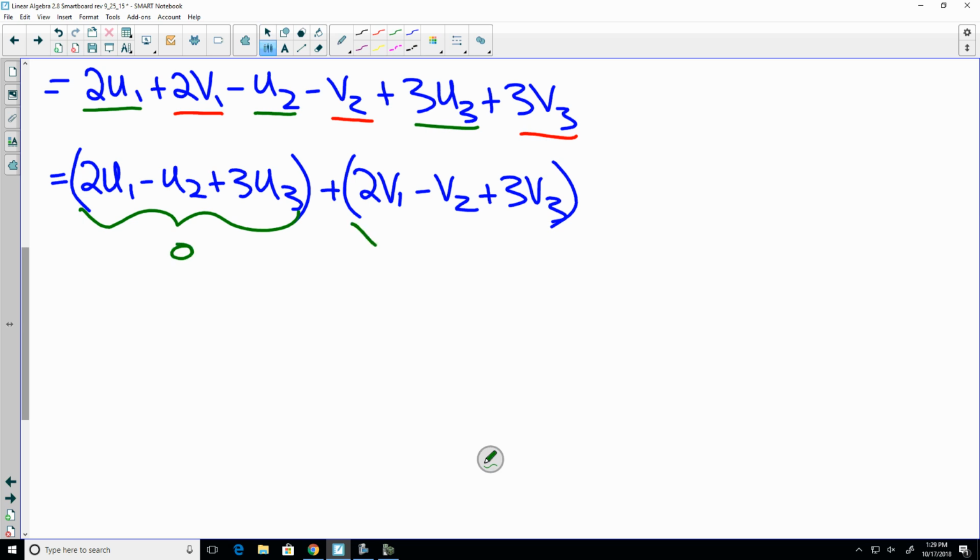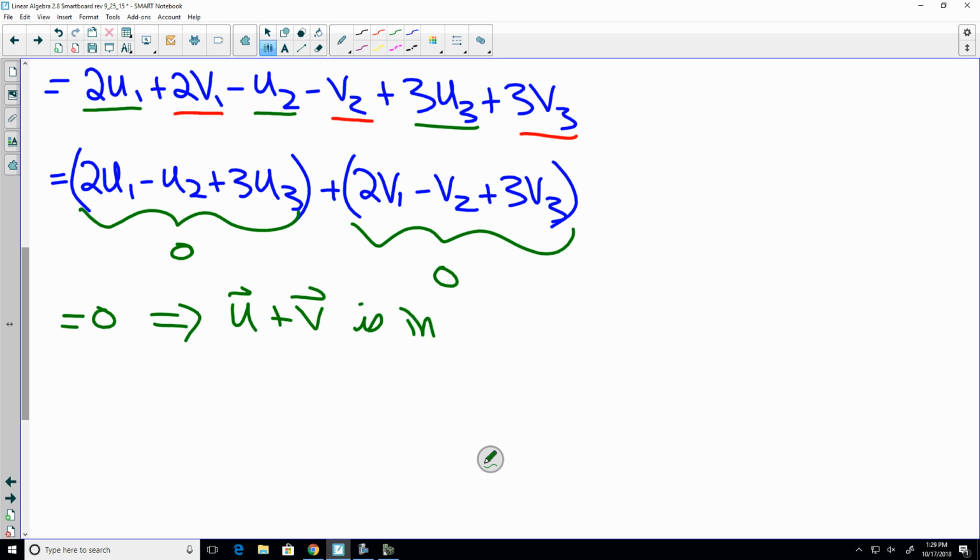What about this one? That's the same thing because v is a solution. So that's 0. So this is all equal to 0. That means that u plus v is in H. So we've proven the second condition, the second criteria.